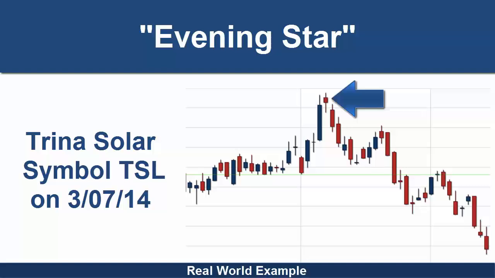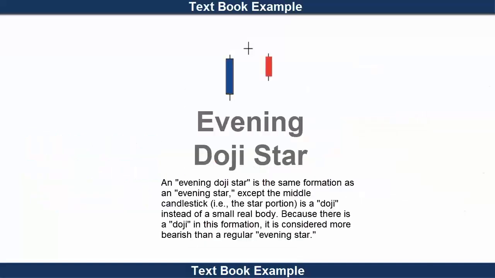Congratulations, you found it. Now let's move on to our next candlestick pattern. An evening doji star is the same formation as an evening star, except the middle candlestick, i.e. the star portion, is a doji instead of a small real body. Because there is a doji in this formation, it is considered more bearish than a regular evening star.